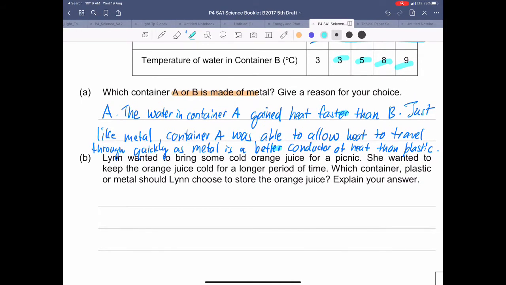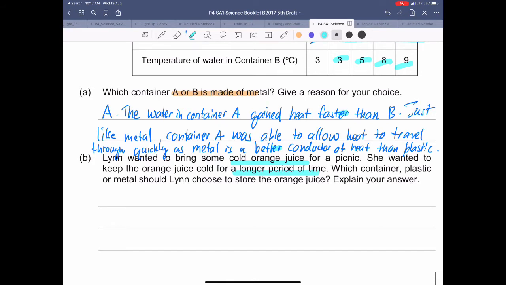It's okay. I'm going to just leave it there. Now, for the next question, Lynn wanted to bring some cold orange juice for a picnic. She wanted to keep the orange juice cold for a longer period of time. Which container, plastic or metal, should Lynn choose to store the orange juice? Explain your answer. So once again, you need to remember, a good conductor will allow heat to pass through quickly, whereas a poor conductor of heat does not allow heat to pass through quickly. That means it's very slow.